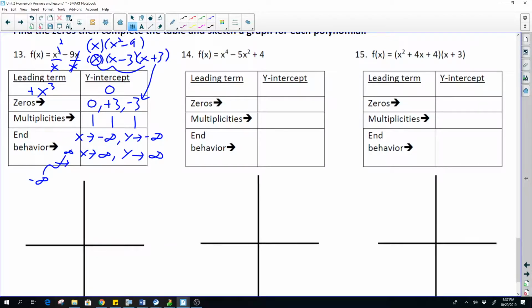Excellent. Okay. So then at 0, at negative 3, and at positive 3, our multiplicities say to just cross through. Our end behavior is going to be down here to negative infinity and up here to positive infinity. So we're going to start down here at negative infinity. We're going to cross through at x equals 0, multiplicity 1. At x equals positive 3, we're also going to cross through. And then we are going to finish off with our end behavior as we go to the right at positive infinity, which is up this way.